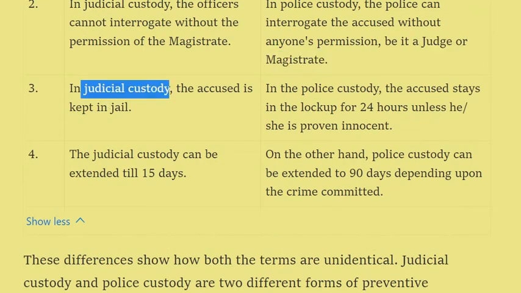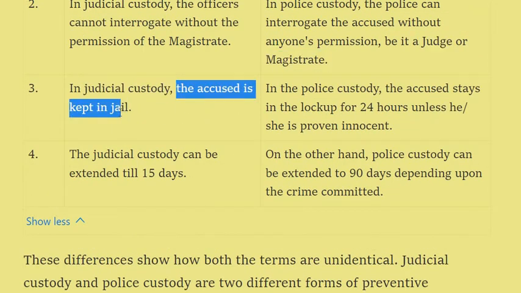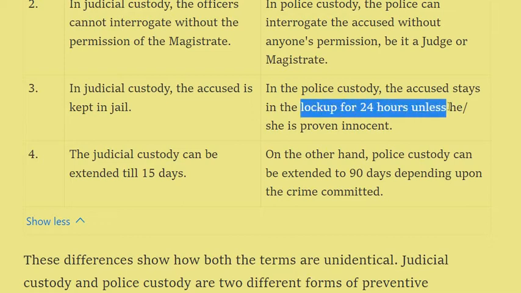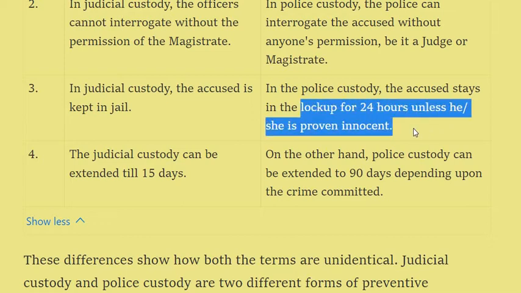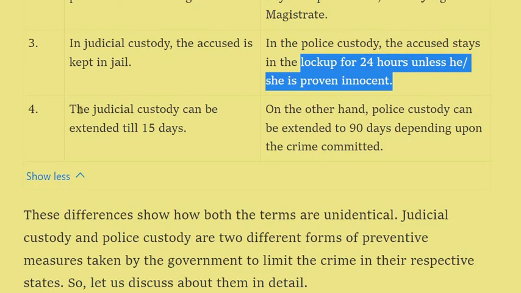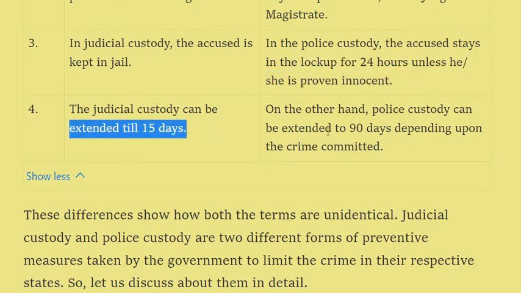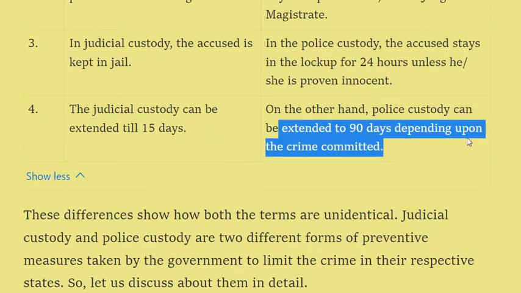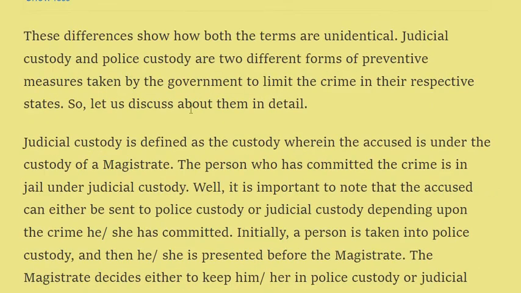3. In judicial custody, the accused is kept in jail. In police custody, the accused stays in the lockup for 24 hours unless he/she is proven innocent. 4. The judicial custody can be extended till 15 days. On the other hand, police custody can be extended to 90 days depending upon the crime committed. These differences show how both the terms are unidentical.